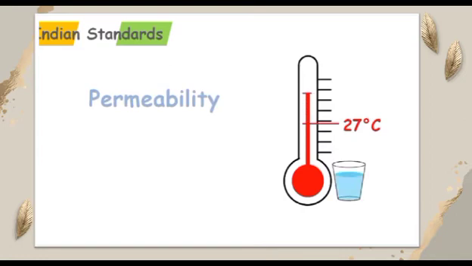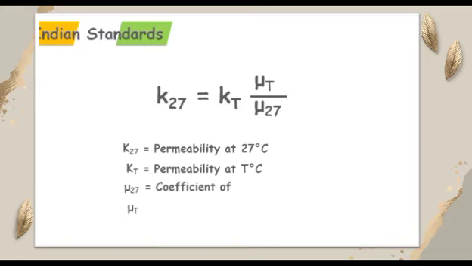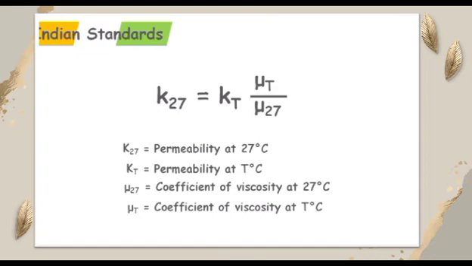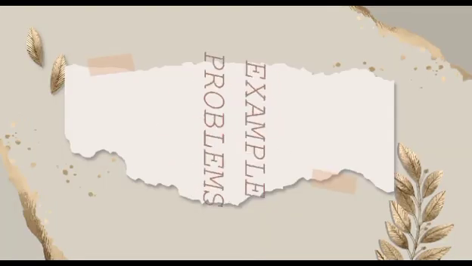So if we measure the temperature of the water as T degrees Celsius, then using this formula, we can calculate the permeability at 27 degrees Celsius. Here, K27 and KT are the permeability of the soil at 27 degrees Celsius and at the test temperature T degrees Celsius respectively. Mu27 and mu-T are the coefficient of viscosity at temperature 27 degrees Celsius and test temperature T degrees Celsius respectively. So my partner and I prepared some sample problems for you.